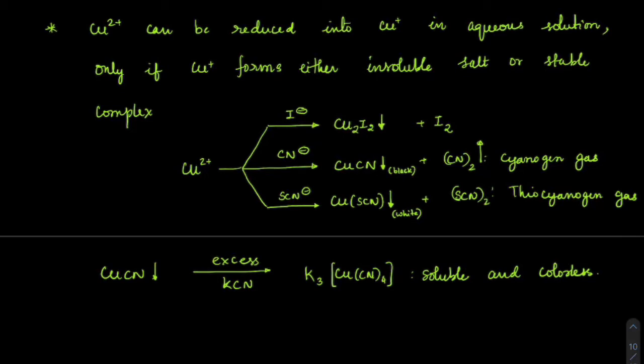So it could be given a question like A giving B, B giving C, B is a white precipitate and then it will become a colorless solution. What are A, B, C, D, like that. These are the type of questions asked. I hope you understood that.